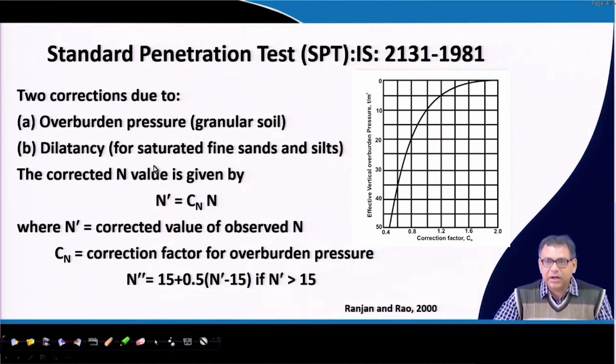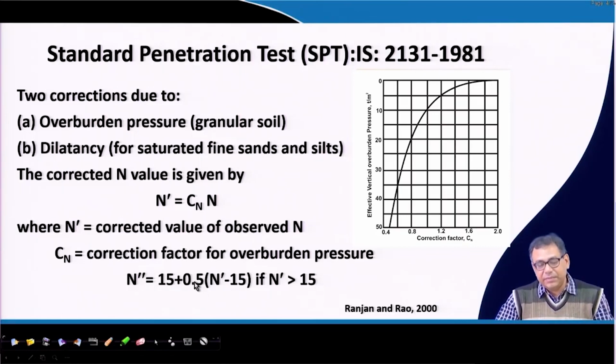And then we will go for the dilatancy correction. Dilatancy correction is applied for saturated, fine sand and silt. So, first we will apply the correction due to overburden, then I will get the N dash. Now, if this N dash is greater than 15 and the condition is saturated, fine sand and silt, then I will go for the dilatancy correction. If N dash is less than 15, then you will not go for the dilatancy correction. If it is greater than 15, then only I will go for the dilatancy correction, and this is the dilatancy correction. Finally, I will get the N double dash.